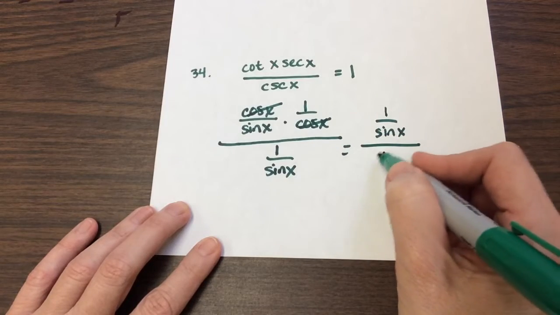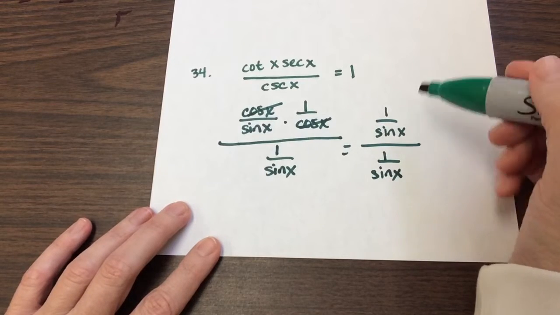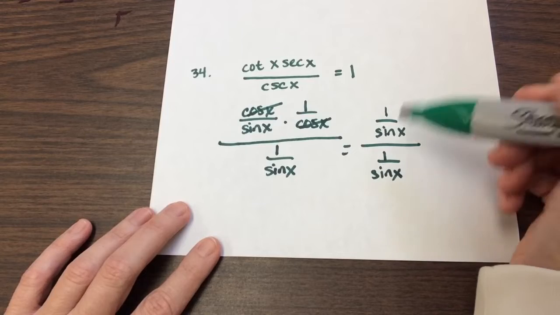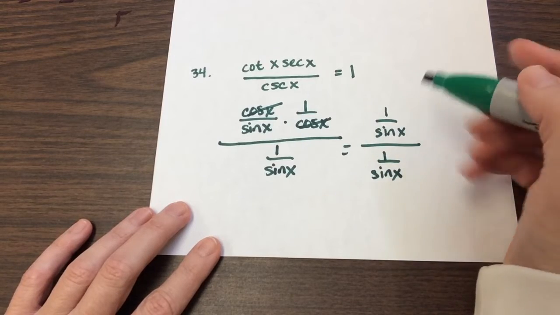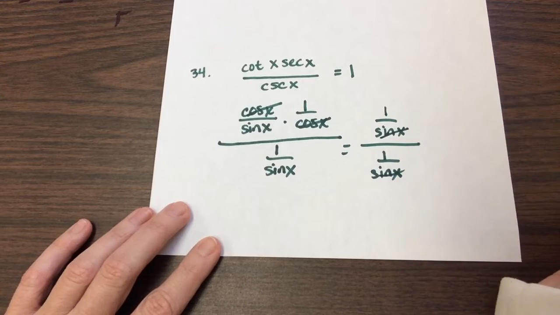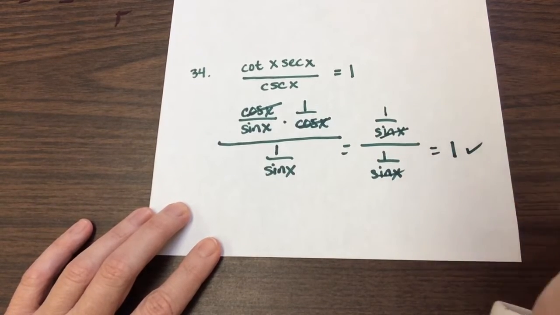I'm going to have 1 over the sine of x on the bottom, and I hope at this point you're done, because you're thinking anything divided by itself is 1, or if I flip this and multiply, those sine x's are going to cancel out, and that is 1. Okay?